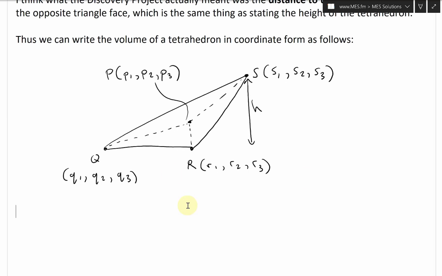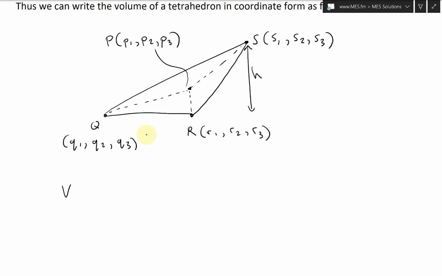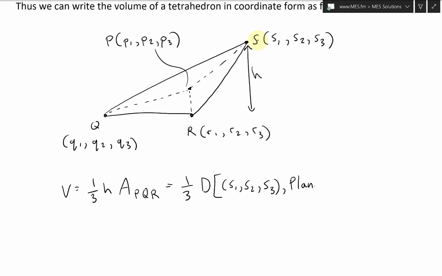Alright, so now that we have this set up, we could write the volume as V equals 1/3 H times the area of this opposite face, which is the area of this PQR triangle. Now let's write down our terms. And the height, let's write this in terms of the distance to the plane, just so it's generic. So the distance, we'll call it D, from this point S1, S2, S3 all the way up to the plane that contains PQR.